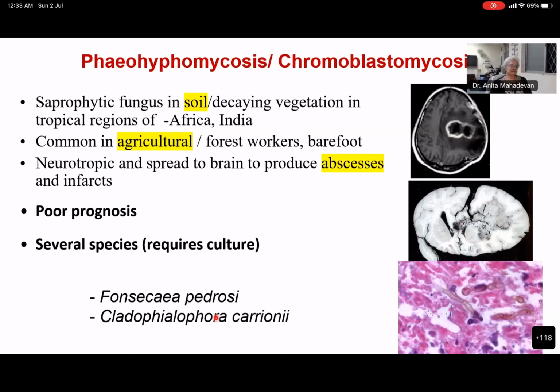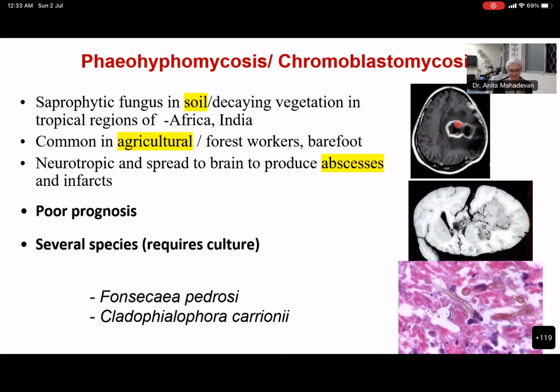Okay? Speciation, like we already said, requires culture, and you have several different species. The most common that we have seen have been Fonsecaea pedrosoi and Cladophialophora, or what we saw here, Cladosporium. Now, Fonsecaea actually causes calcification of the fungal hyphae. So whatever Fonsecaea we have seen, interestingly, have been ring-enhancing calcified lesions, and they've been mistaken for ganglioglioma because it occurs in the young, right?